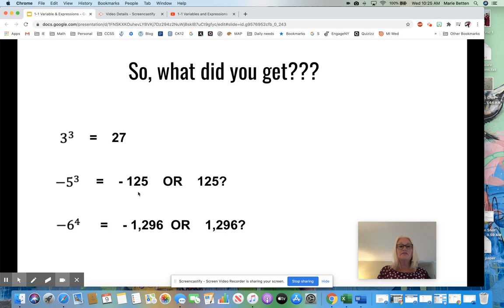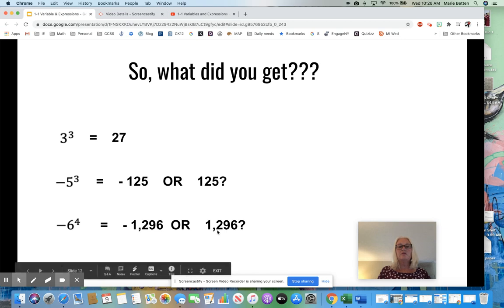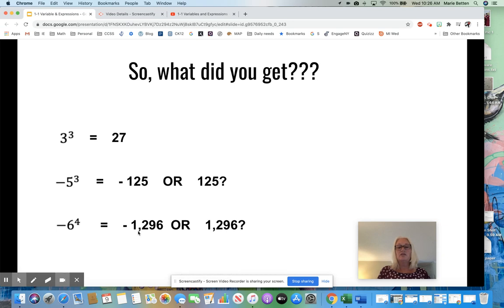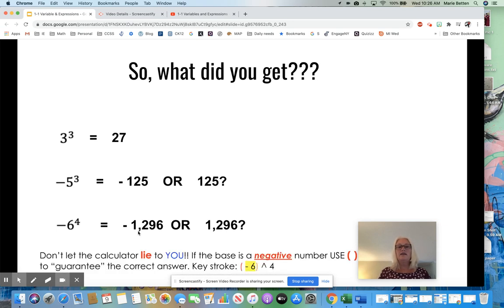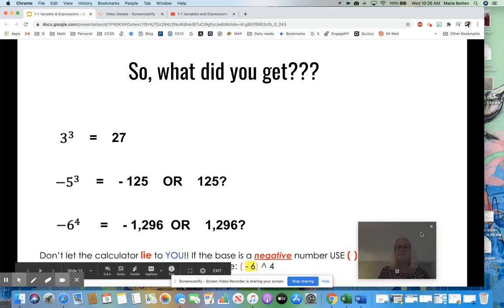Negative 6 to the fourth. Did you get negative 1,296 or did you get positive 1,296? Which do you think is accurate? If we work through it like we did with the negative 5, I believe the correct answer would be positive 1,296. But did your calculator tell you this? Do not let your calculator lie to you.